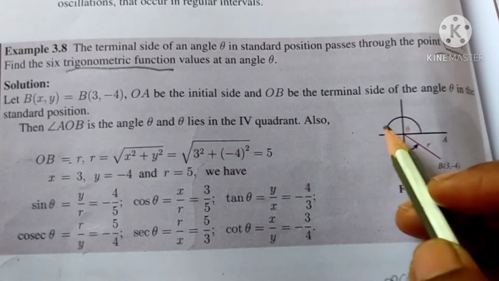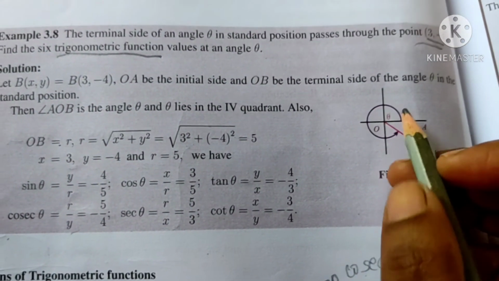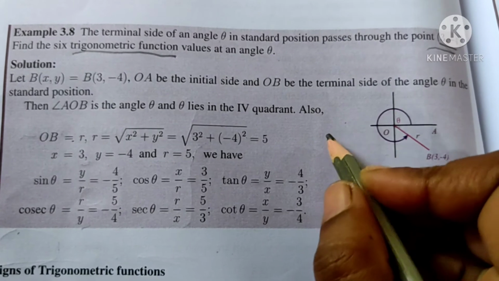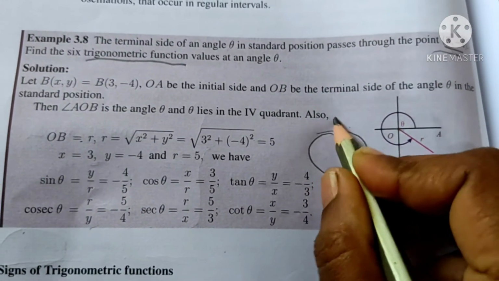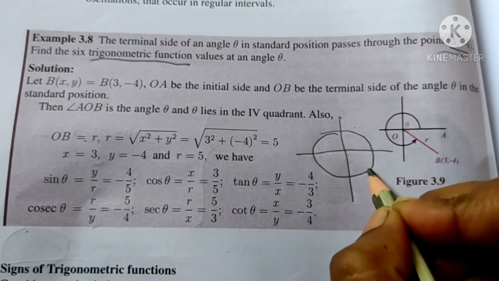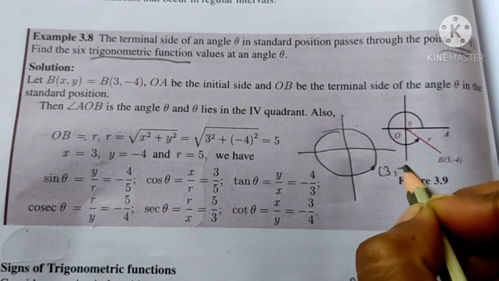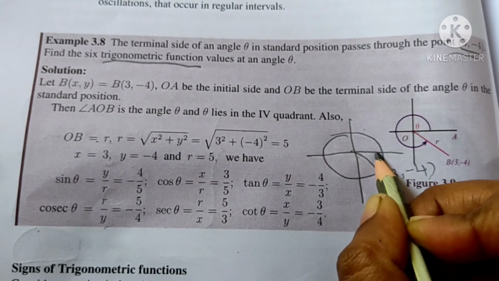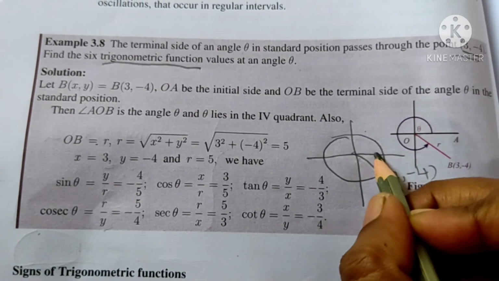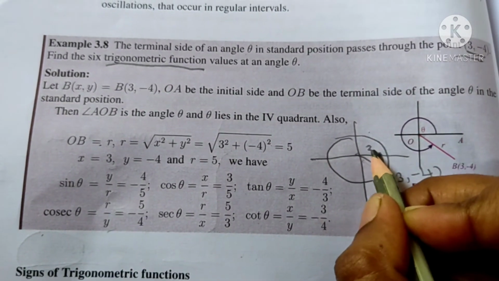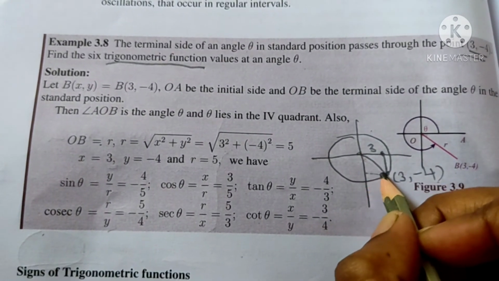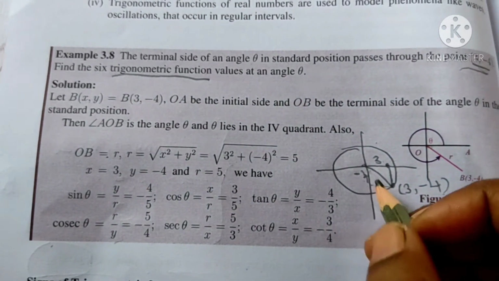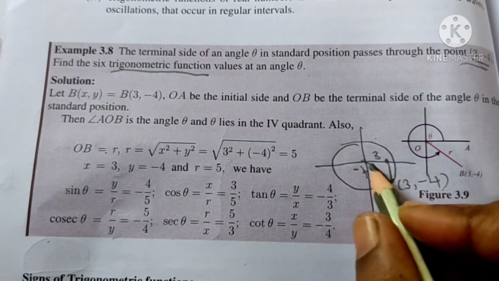You plot the points using the quadrants. So 3, -4 is in the fourth quadrant. Okay, fourth quadrant, 3, -4 point. So here we take the point 3, -4. Now I join this to the 3, -4 point. Here 3 and the distance of this point -4. Okay, 3, -4. So find out the hypotenuse value.